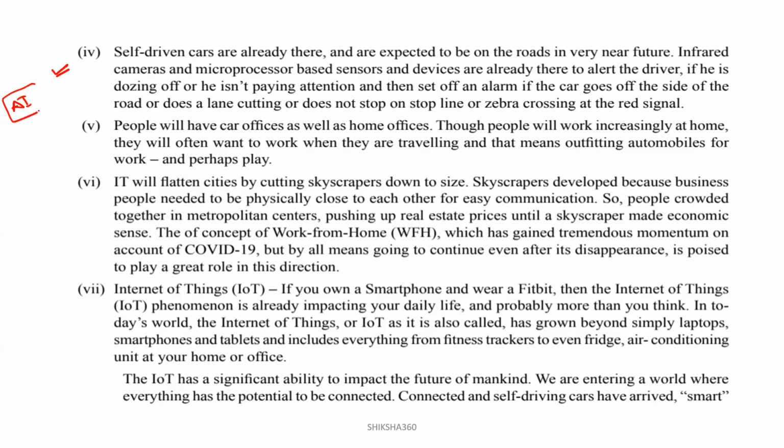Artificial intelligence will also combine with that. Self-driven cars are already there and are expected to be on the roads in the very near future. Infrared cameras and microprocessor-based sensors and devices are already there to alert the driver if he is dozing off or not paying attention, and set off an alarm if the car goes off the side of the road, does lane cutting, or does not stop on the stop line or zebra crossing at the red signal.